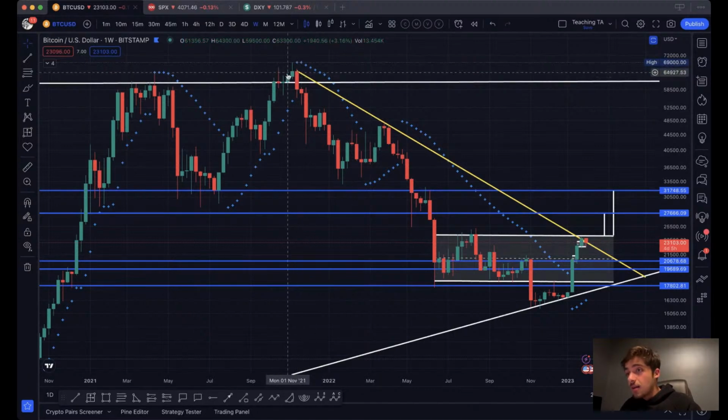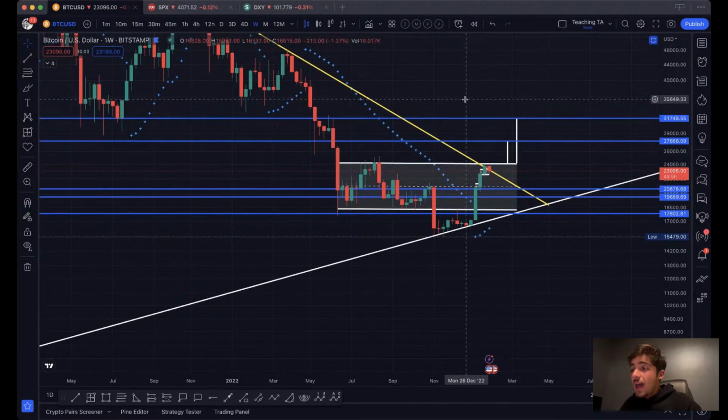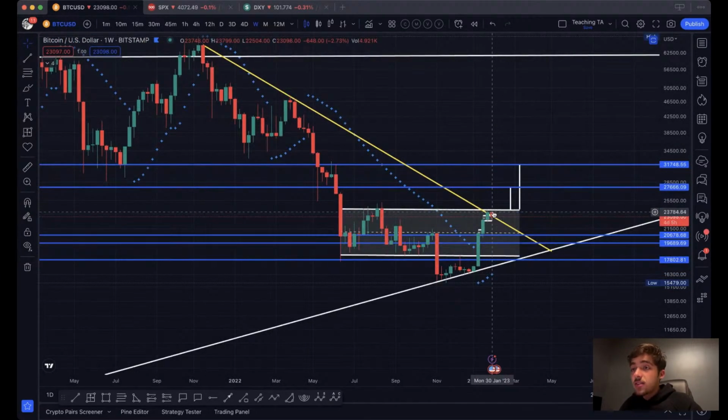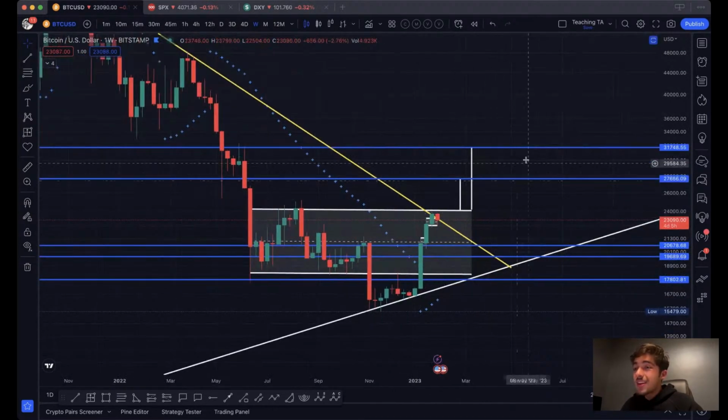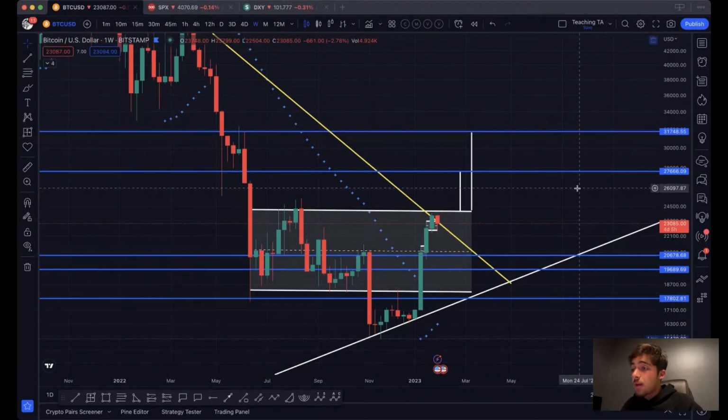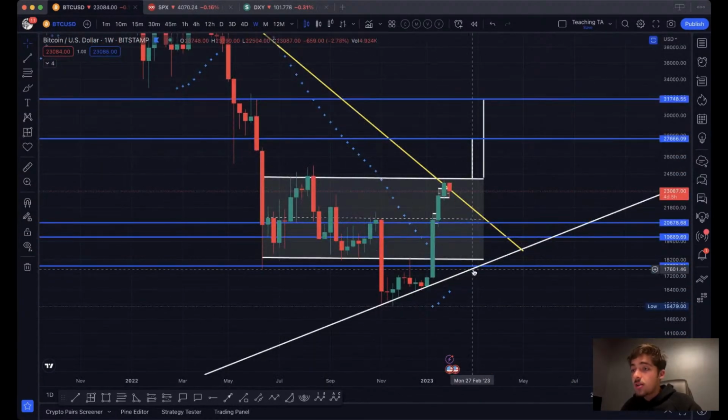But as you can see, we have had multiple touches here, multiple touches there, and we are touching it once more. If we successfully break out of this candle within the next 4 days and 5 hours, and we retest with volume, then we could potentially see a $27,666 Bitcoin, which if we pass the next resistance would be $31,748.